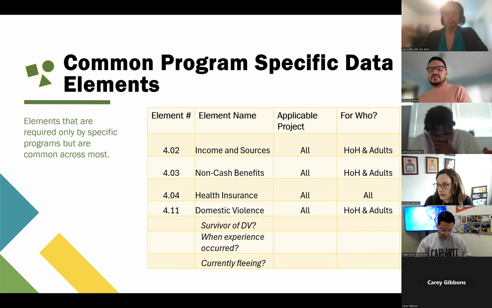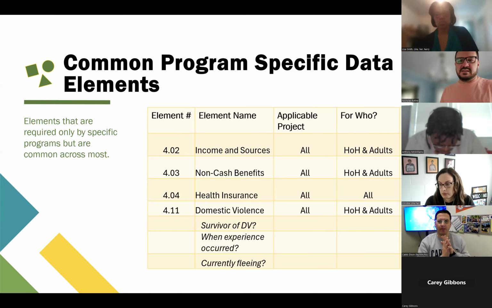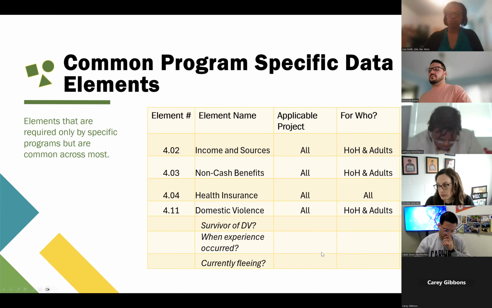And then domestic violence. We do have to ask the domestic violence questions in this project. It's going to be for only head of households and adults. You're going to collect that at start and every annual assessment that you have to collect. So you'll have to ask, are they a survivor of domestic violence? When was the last time they experienced that? And then are they currently fleeing from that situation? Okay.